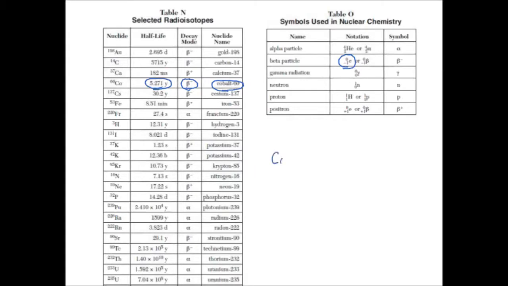So cobalt-60, and we look up cobalt, and we see it is atomic number 27. It will decay by beta decay into atomic number 28, nickel, and it will decay into nickel according to its half-life. So every 5.271 years, half of the sample of cobalt-60 will turn into nickel-60.